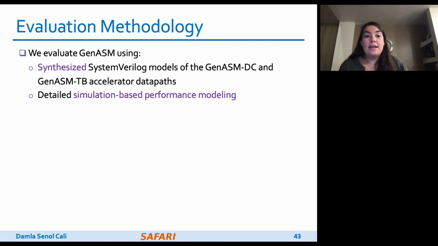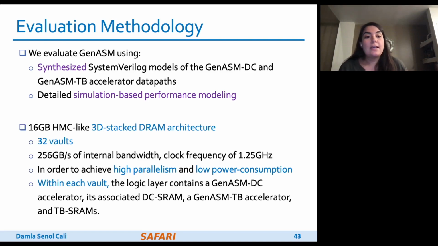So we evaluate GenASM using a combination of synthesis of our DC and TB accelerator data paths and detailed simulation-based performance modeling. And we evaluate a 16 gigabyte HMC-like 3D stacked memory architecture with 32 vaults. So our accelerators can be ported anywhere in the system, but in order to achieve high parallelism and also low power consumption, we place both GenASM-DC and TB in the logic layer of 3D stacked memory. And as I will show next, our hardware is highly efficient in terms of both area and power, so they are within the budget limits of the logic layer.